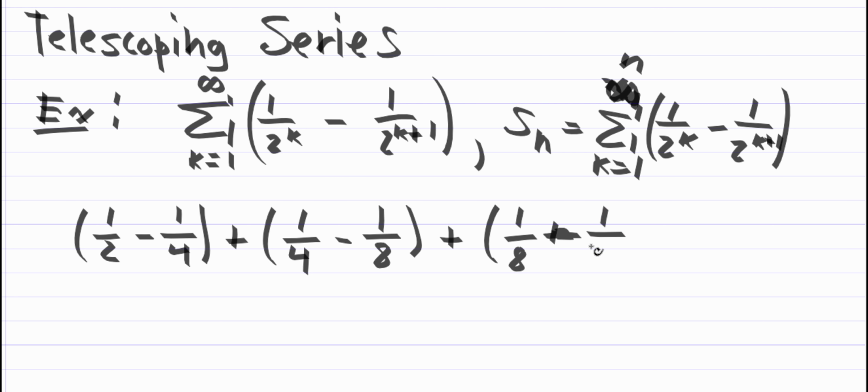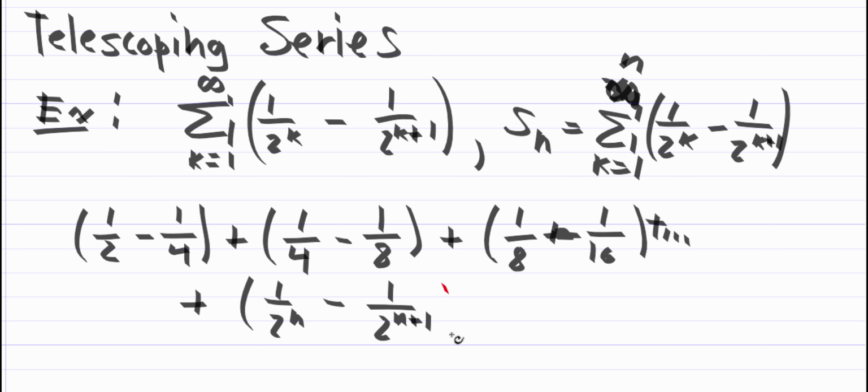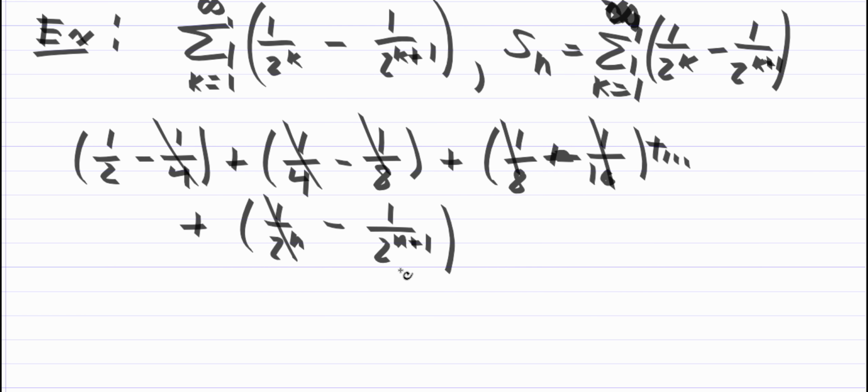And then I subtract off 1 over 16, and this keeps on going all the way up to the nth term, which will be 1 over 2 to the n minus 1 over 2 to the n plus 1. So what happens to all these terms? Well, 1 over 4 will cancel out, 1 over 8 will cancel out, 1 over 16, all the way up to 1 over 2 to the n. It will cancel out with the previous term, which has the index k equals n minus 1. And so this partial sum will be 1/2 minus 1 over 2 to the n plus 1.